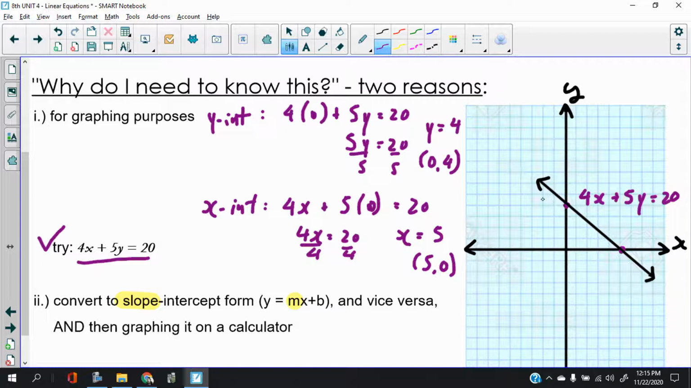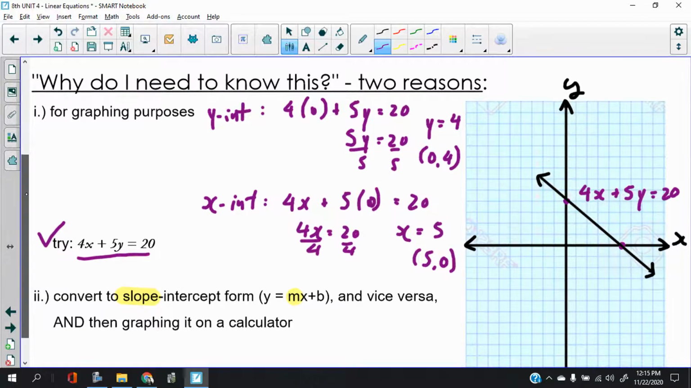I plotted the 2 points, connected them, and then lastly, don't forget to write the formula or the equation next to the line, okay? That's just good practice because when we graph 2 lines on the same graph, that's going to come in handy.